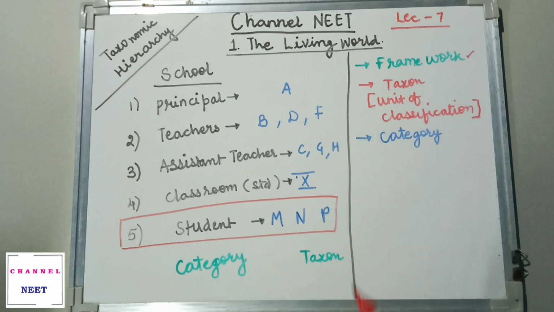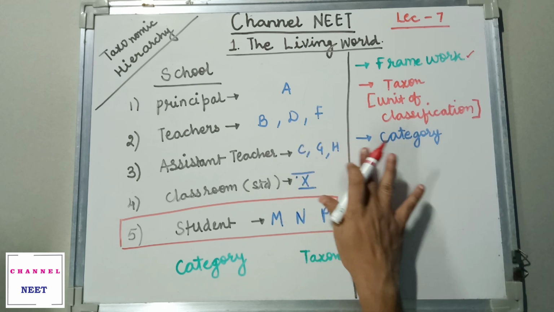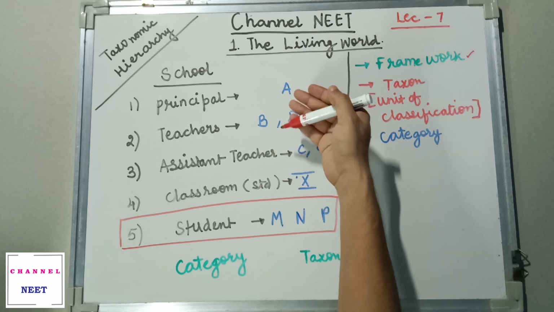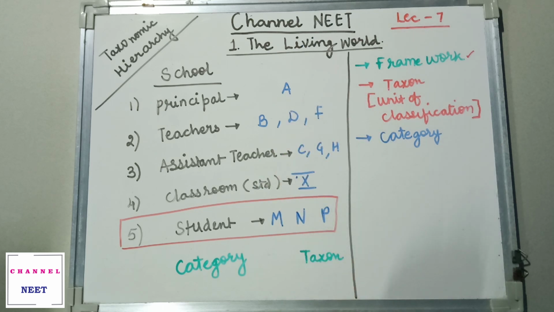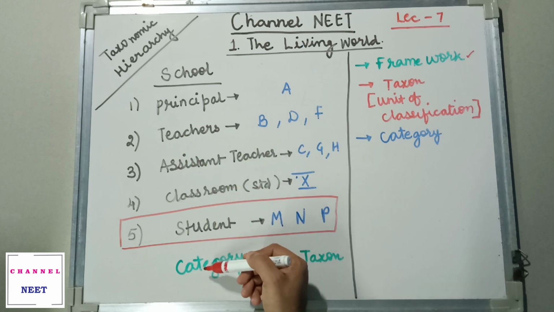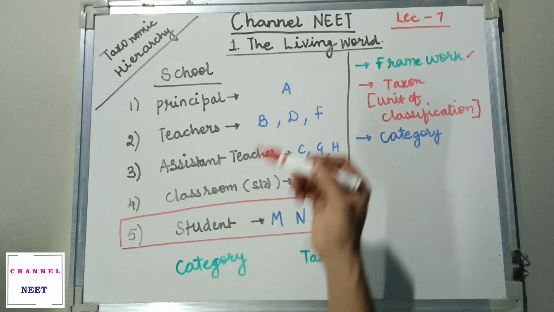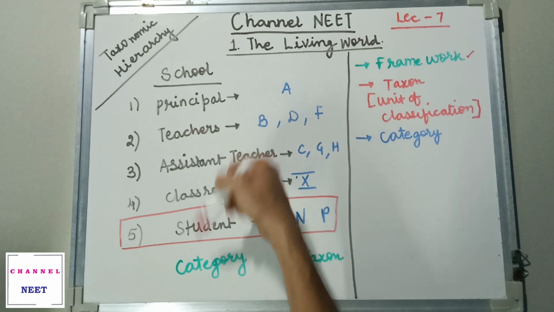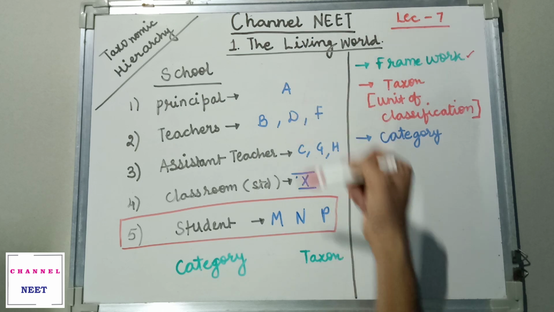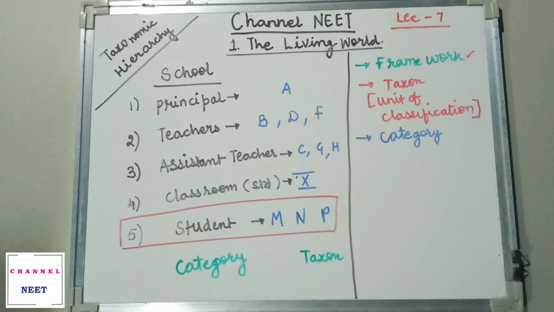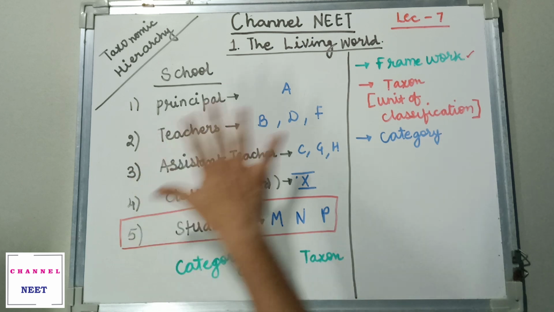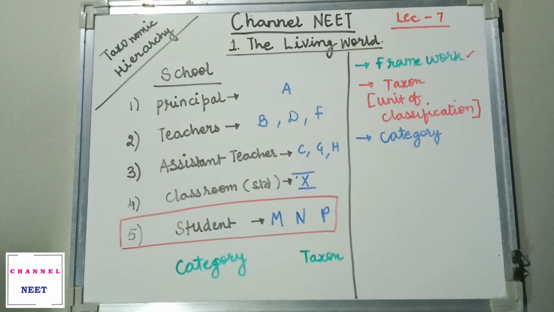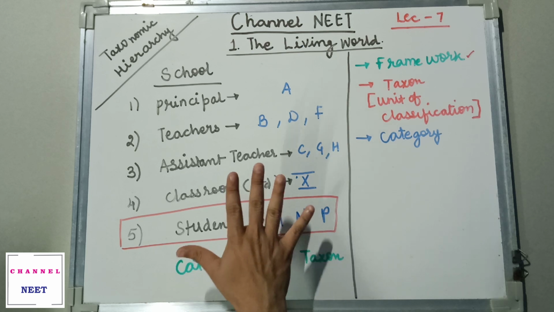So this becomes a taxon. Now this could be one or many. Same way, I'm just simplifying the stuff so that you understand. Now teachers becomes the category, and taxon becomes B, D, F. Now principal becomes the category and you have A as a taxon. Fine, so this is a simple framework of the school with respect to category and taxon. I hope you understand this.